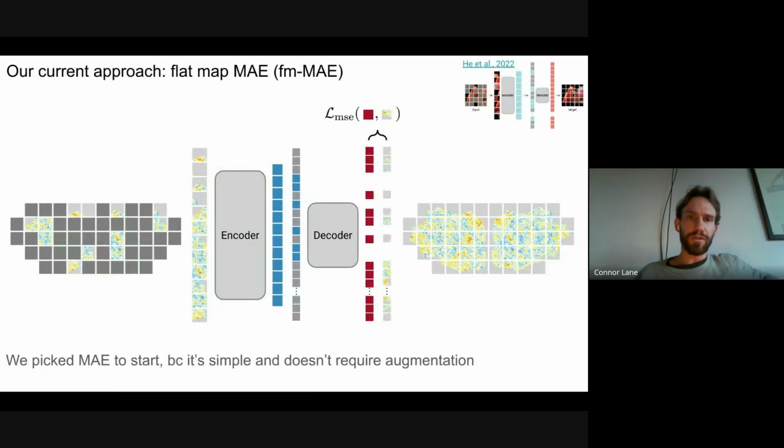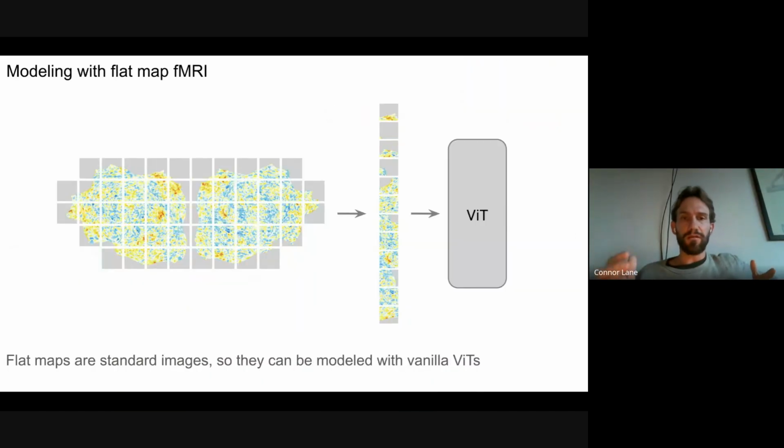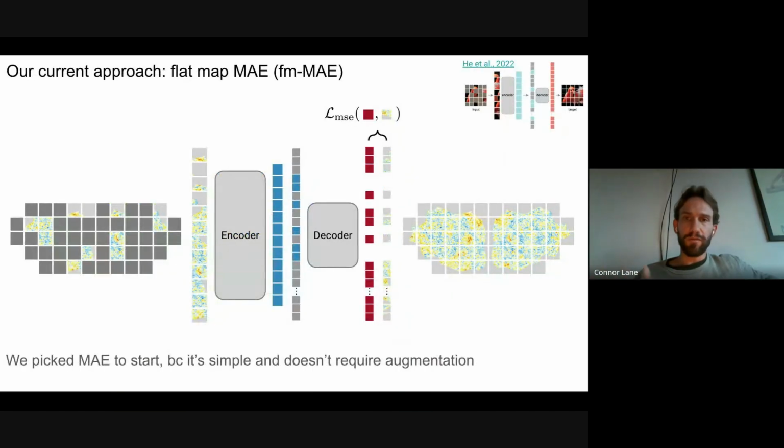Really any approach could work with the flat map rendered fMRI data. You could try any vision self-supervised learning method that has been developed in the broader computer vision community here. The strategy that we've been working with currently is the masked autoencoder framework. This is work developed by Kaiming He in 2022 at Facebook Research. Probably most people are familiar with masked autoencoders.